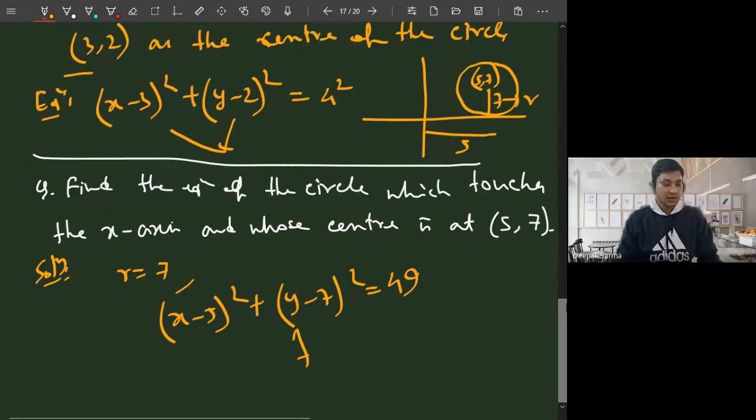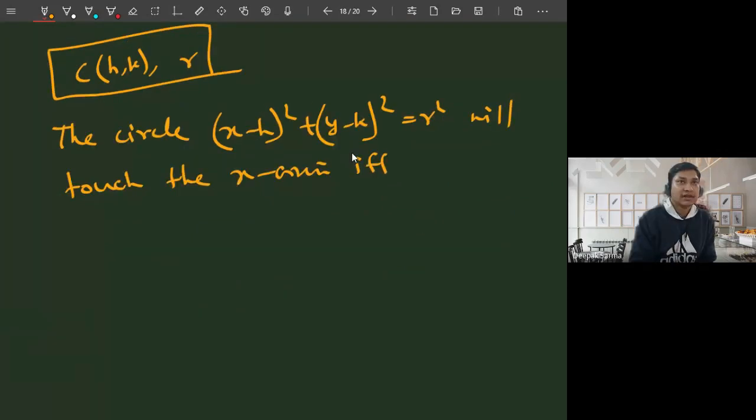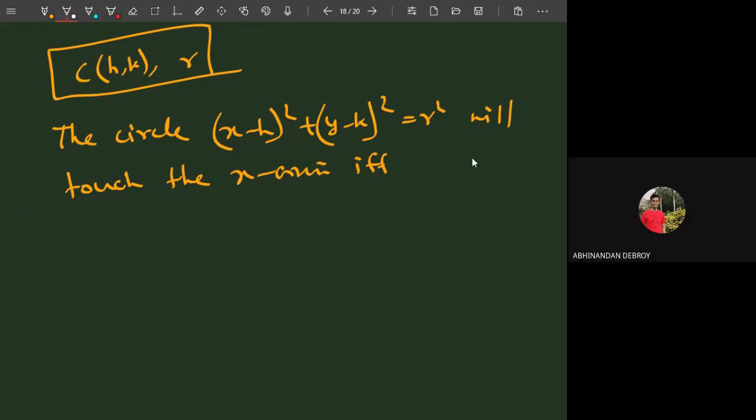Now in this case, the circle touches the x-axis. Sometimes the circle may touch the y-axis also. Can you tell me the condition under which the circle will touch the x-axis? Sir, when the radius will be equal to k. Okay, when the radius will be equal to k.